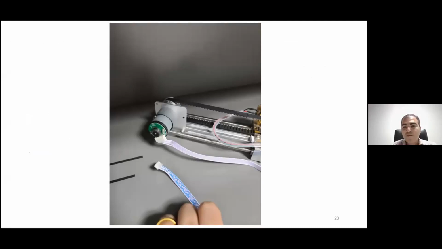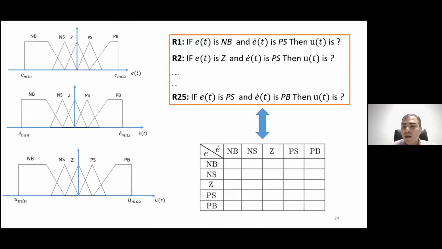So till now, what we have done is that we considered error, its derivative, and the control signal, I mean the input to the plant, as linguistic variables whose values are fuzzy sets, which have been determined and labeled as PB, PS, Z, and so forth. Now we need to fill out the table that is another representation of fuzzy if-then rules. In other words, we need to determine the value of the linguistic variable in the consequent part of each rule, the value of the linguistic variable u of t in each row.